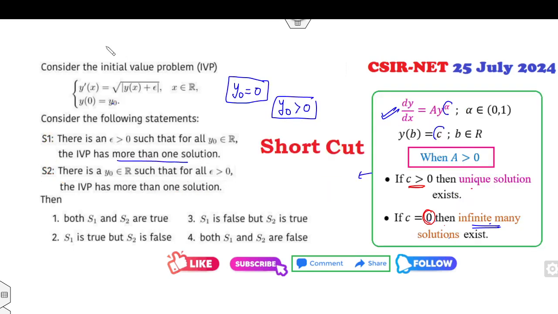This question is similar to my shortcut tricks. The only thing is they have used the term epsilon. Fine. They have used epsilon, so that's why you have to think about this similar method.